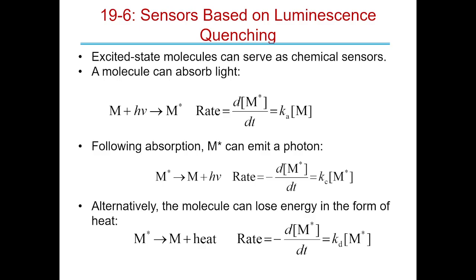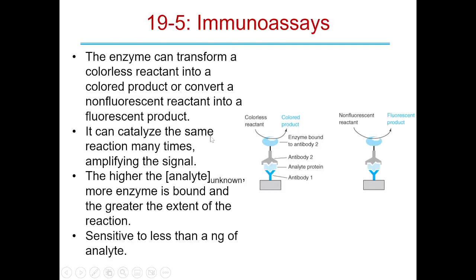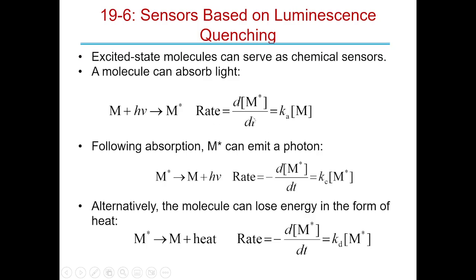The excited state molecules can serve as chemical sensors. A molecule can absorb light. This is a different part, by the way. I switched over to 19.6. Okay, we're done with this. Okay. Yeah, I didn't have a very good switch over, did I?